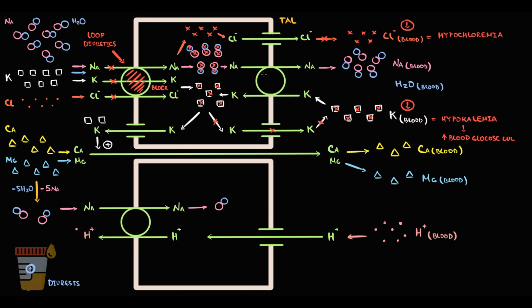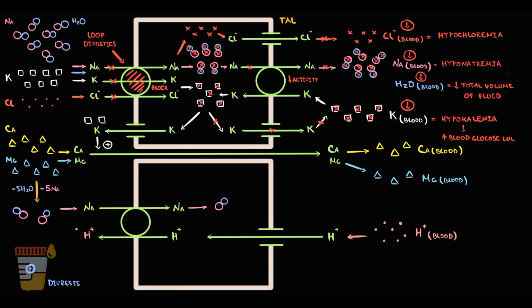With decrease in blood potassium concentration, the activity of the sodium-potassium pump decreases, and with decrease in sodium-potassium pump activity, the entry of sodium into the blood decreases, so hyponatremia develops. And because water moves together with sodium, with decrease in entry of sodium, the entry of water into the blood decreases. So loop diuretics cause decrease in total volume of fluid in the general circulation, which can really help in case of congestive heart failure, for example. Exactly because of this effect, we prescribe loop diuretics.